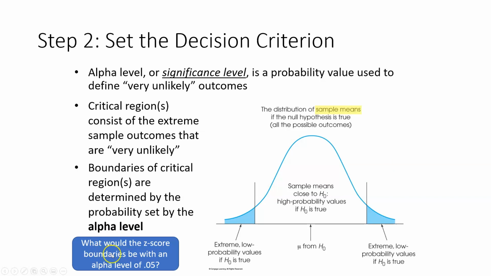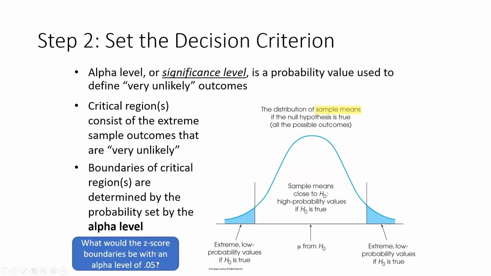What would the z-score boundaries be with an alpha level of 0.05? If we have an alpha level of 0.05, that means 5% of the scores should be in the tails of the distribution. That is not 5% in each tail. We take this 5% and we split it between the 2 tails here. So that would mean that the middle 95% are here, and the highest 2.5% are up here, and the lowest 2.5% are down here, because 2.5% plus 2.5% equal 5%, our alpha level.